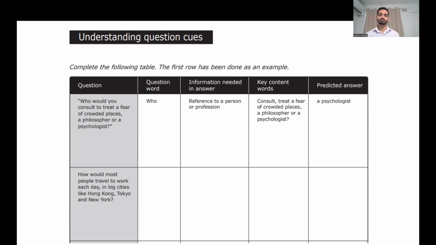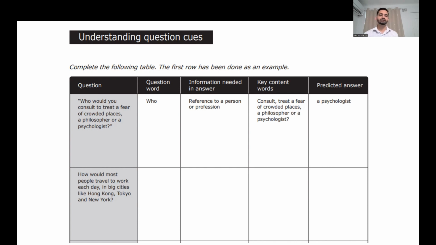So here you've got two options, philosopher or psychologist. The correct answer or predicted answer could be a psychologist, right? So we're going to pause here. I'm going to read this question for you, but you pause here and I will give you more questions. What I want you to do is basically do this exercise, fill in these columns and write what the question words are, what is the information that is needed, what the content words are, and what could be a predicted answer. All right, so let's do this one.